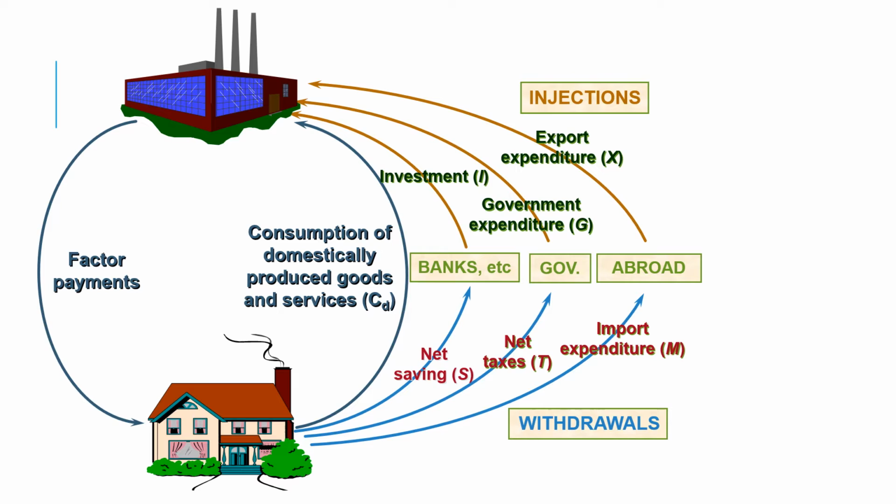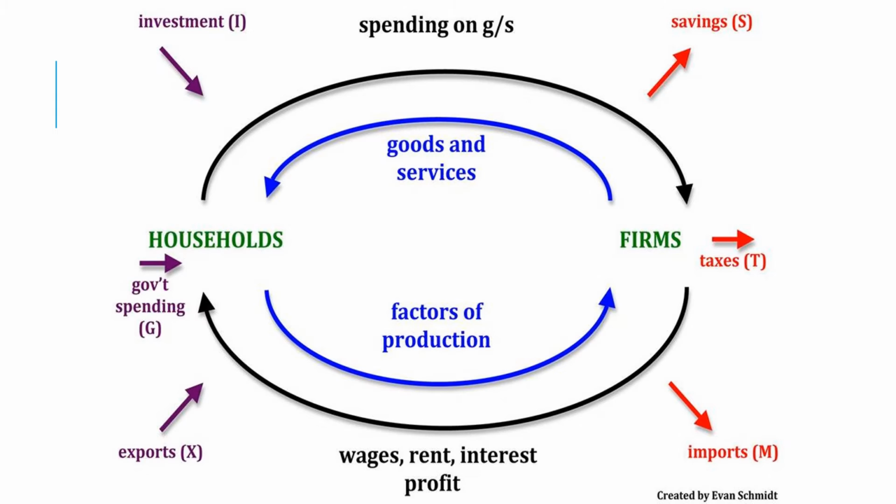Or if you want something a little bit more simple, perhaps, you could take down this diagram. Again, we have the relationship between households and firms. We have withdrawals, money leaving the circular flow in our economy, and we have injections, money entering the circular flow in our economy. So you might want to pause the video, make sure you've got one of these diagrams down, maybe back up if you need to have a look at other ones. And then we'll move on.